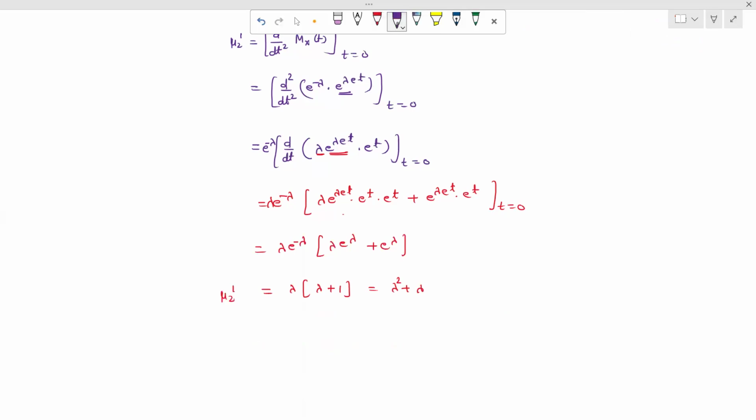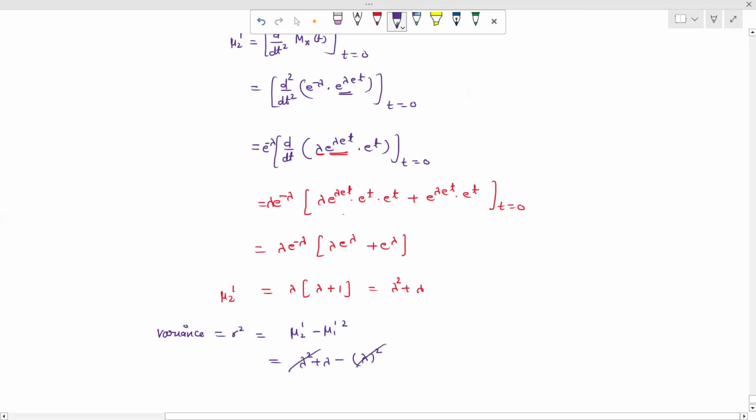Now we obtain the variance. The variance sigma square is equal to mu2 dash minus mu1 dash square. So mu2 dash is lambda square plus lambda, minus mu1 dash, which is lambda, the whole square. The lambda square and lambda square cancel, so this is lambda. So sigma square is also lambda. The variance is also lambda. So the mean and variance are the same for the Poisson distribution.